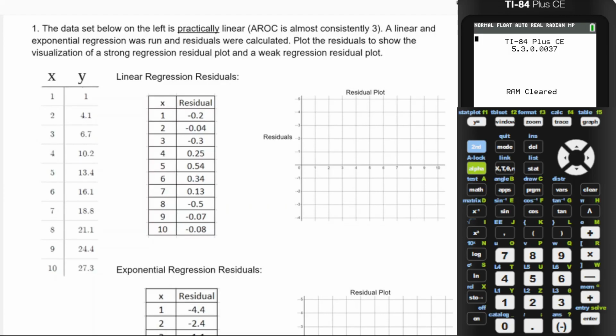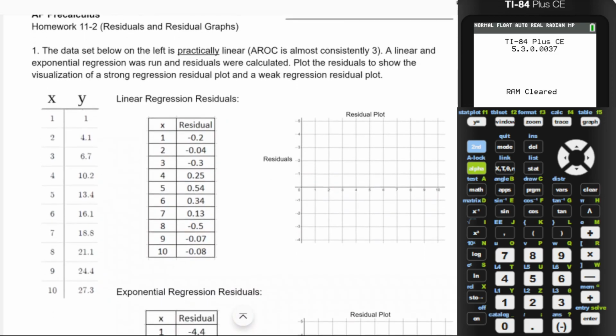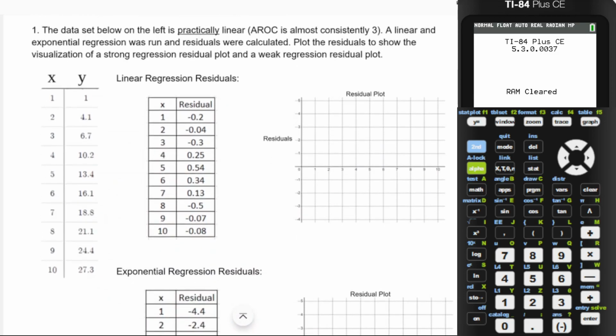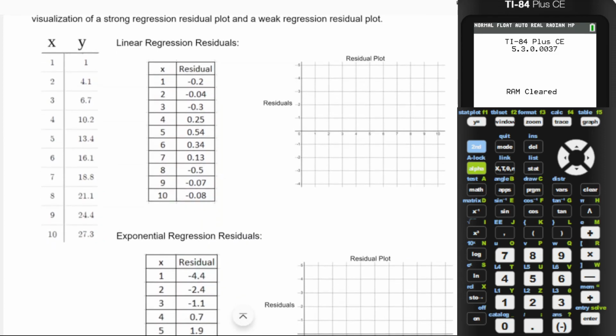In this video, I'm going to be working some modeling problems and talking a lot about residuals. We are going to start off by looking at a data set that is practically linear. The average rate of change is almost consistently 3. We're going to run a linear and an exponential regression. And oh, it already was run, and they calculated the residuals for us. That's nice because it's really kind of a painstaking process. We're going to plot the residuals and show the visualization of a good regression model and a bad regression model.